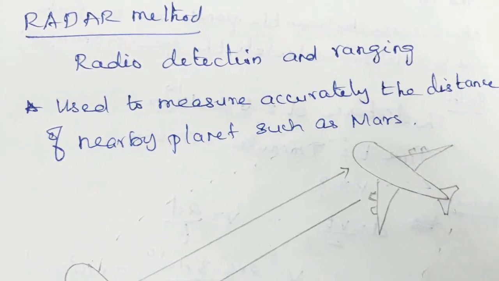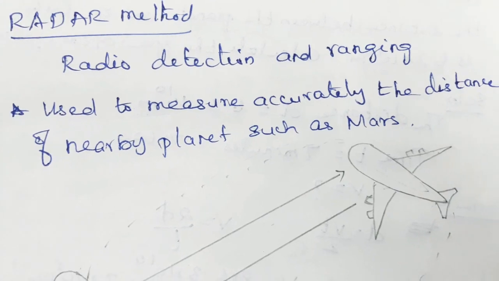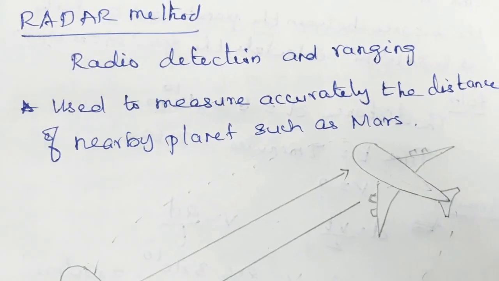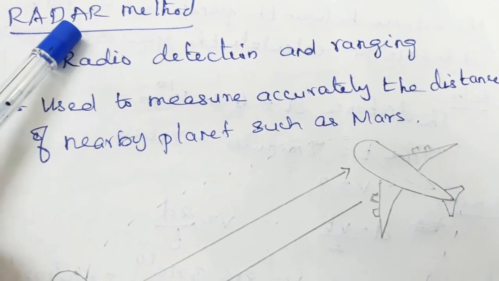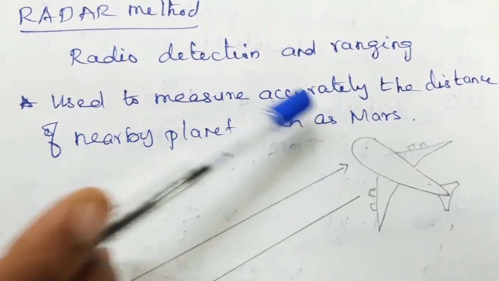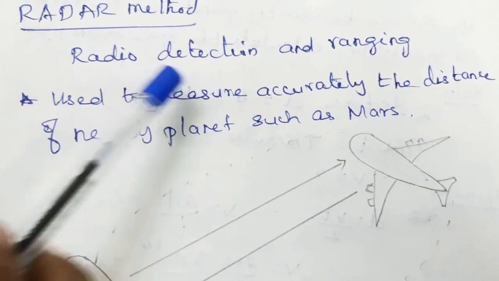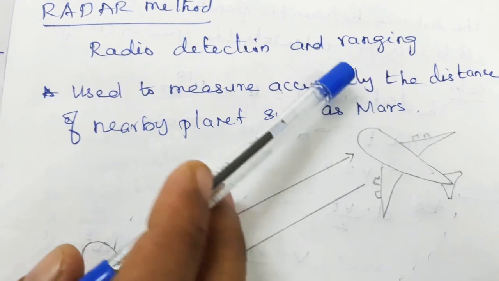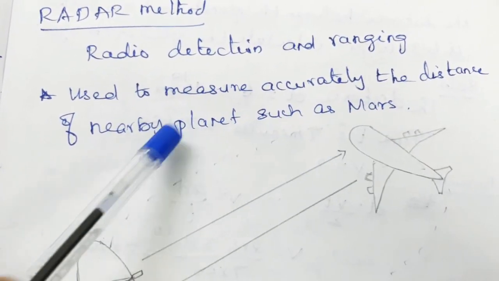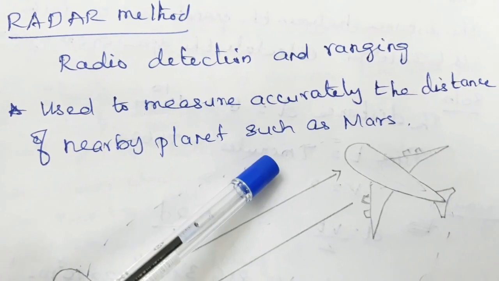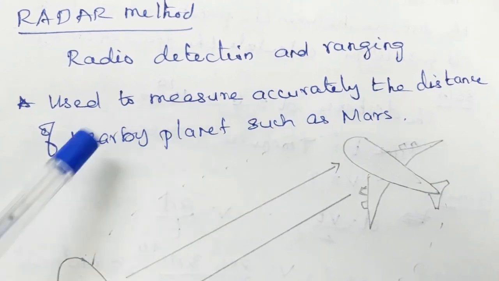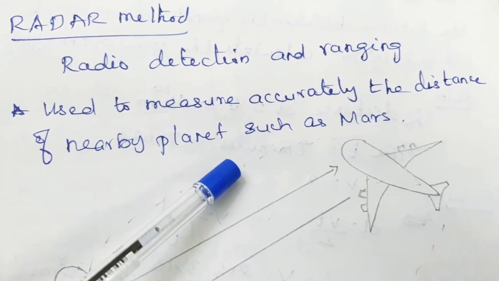Two methods we have discussed, triangulation method and parallax method. Now, the third method is radar method. Radar expansion is radio detection and ranging. Radar is used to measure accurately the distance of nearby planets such as Mars.